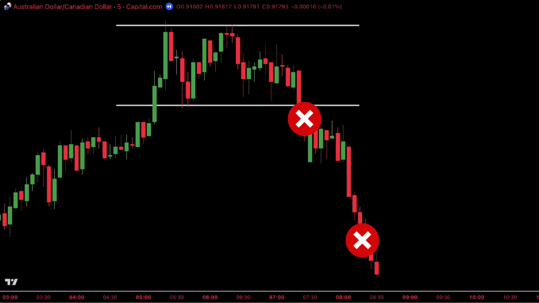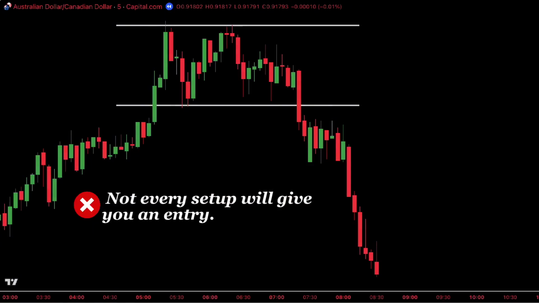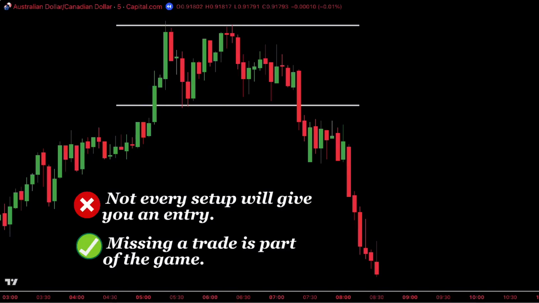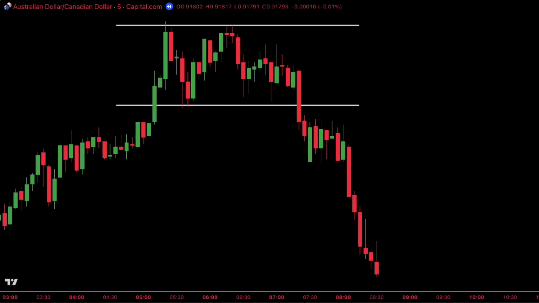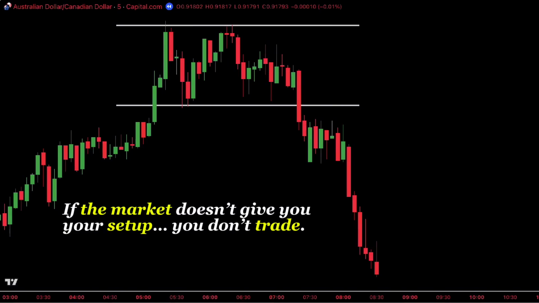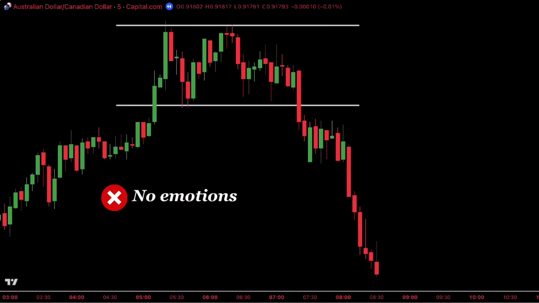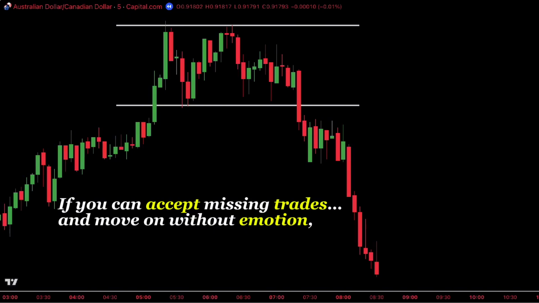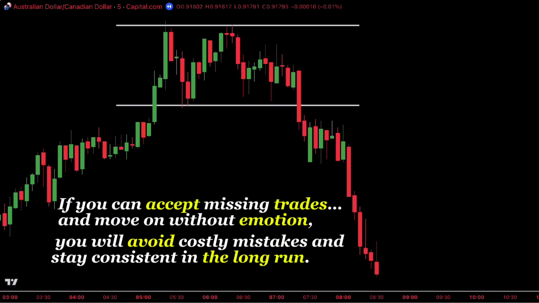Because what makes you profitable is not the strategy, the setup. It's your discipline. A professional trader understands this. Not every setup will give you an entry. Missing a trade is part of the game, and that's perfectly fine. If the market doesn't give you your setup, you don't trade. No emotions. No chasing. No regret. If you can accept missing trades and move on without emotion, you will avoid costly mistakes and stay consistent in the long run.